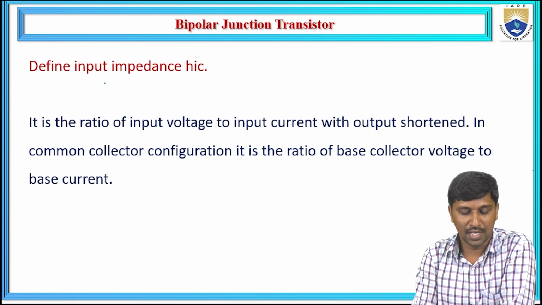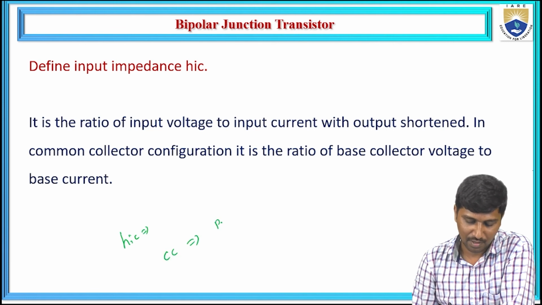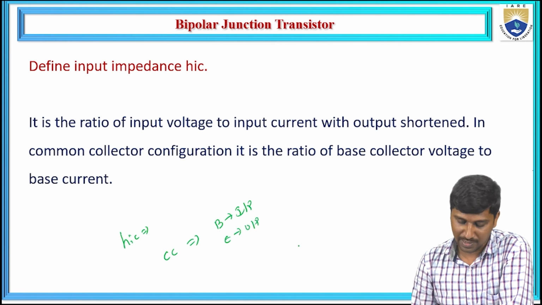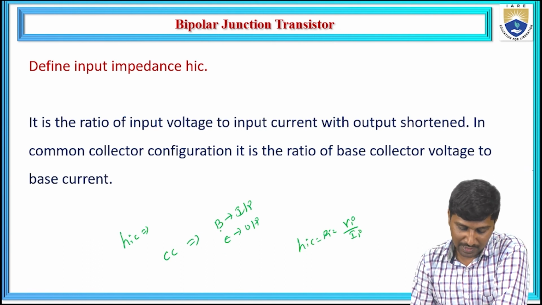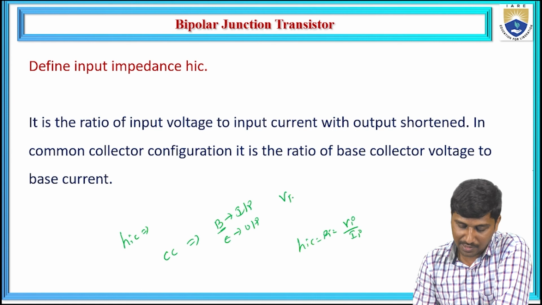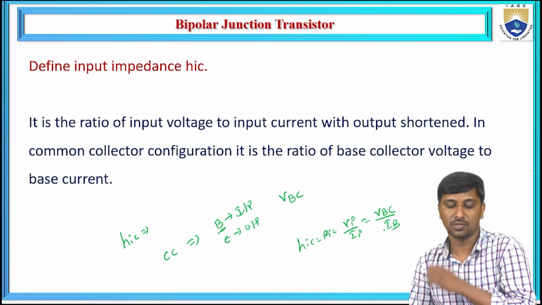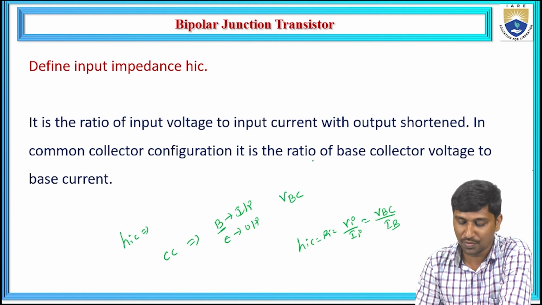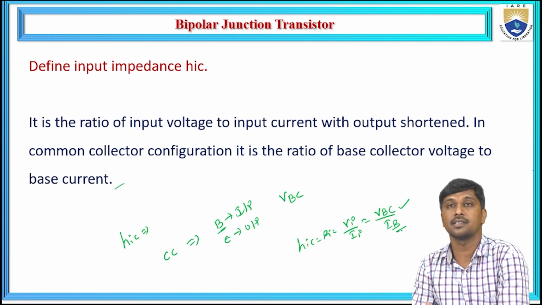Now similar to that, we need to find the input impedance HIC in common collector. Again in a common collector, the base is the input terminal and the emitter is the output terminal. Input impedance, HIC or RI, is equal to input voltage to the input current. What is the input voltage? Since the input terminal is the base, the input voltage is the base to collector voltage, VBC, and the input current is IB. So it is defined as the ratio of base to collector voltage VBC to the base current IB.